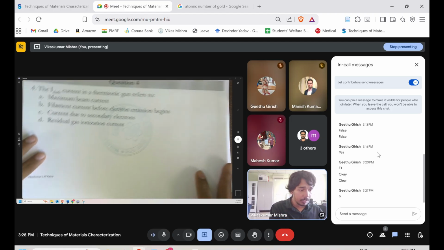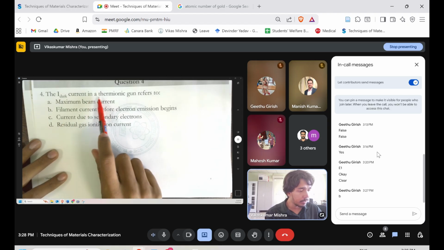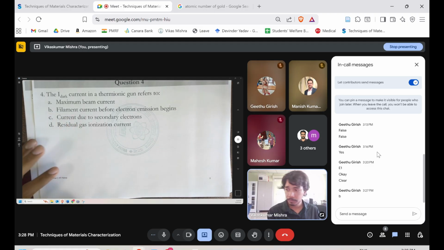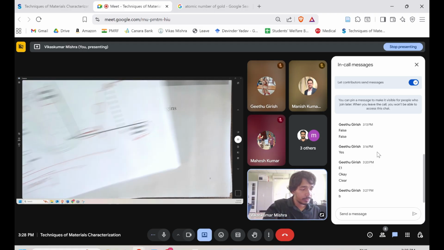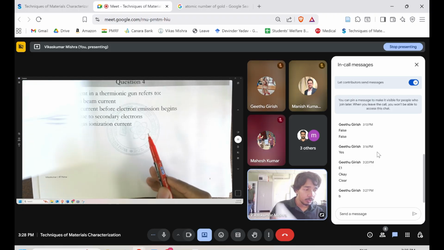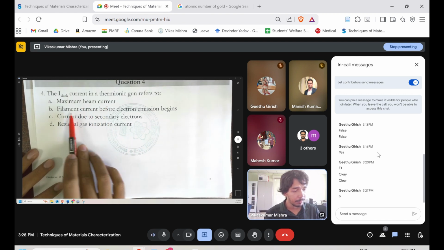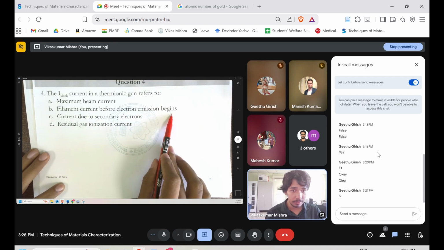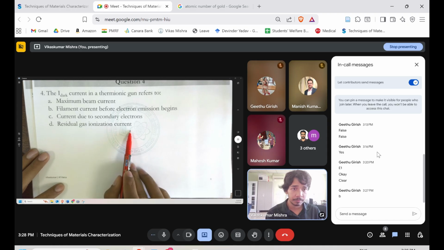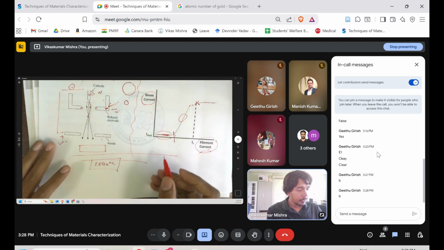All these are very easy, we have already discussed. So now, the I dark current in a thermionic gun is referred to by A, B, C or D, which one is it? Right now we are talking about this dark intensity, right? Under what condition will it come? Maximum beam current, filament current before electron emission begins, current due to secondary electrons, or residual gas ionization current. What is the right answer? So very good, it's B.